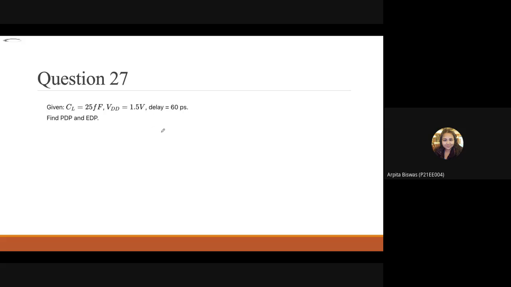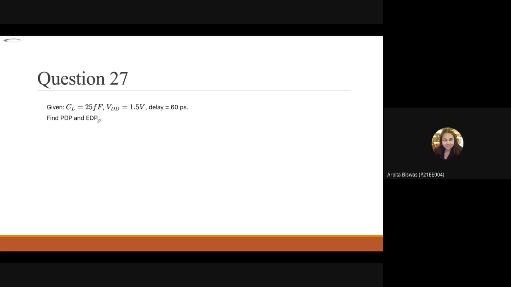Question number 27. Given CL equal to 25 farad and VDD, delay is 60. So find out the PDP and EDP, the power delay product and the energy delay product. Just calculate by using the previous equations. Like PDP equal to half of CL VDD square. Okay. And EDP is equal to PDP into TP.